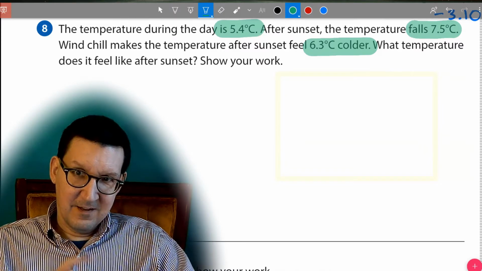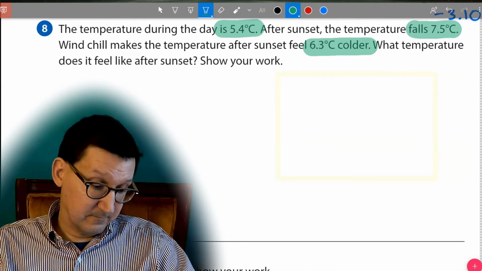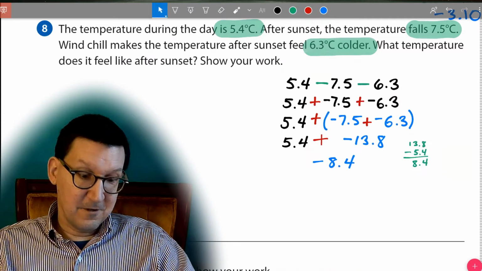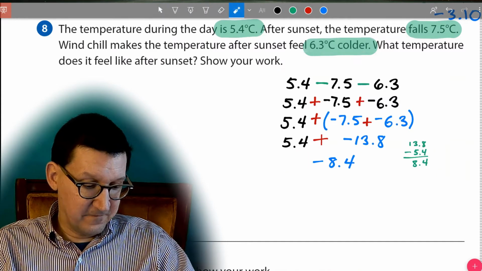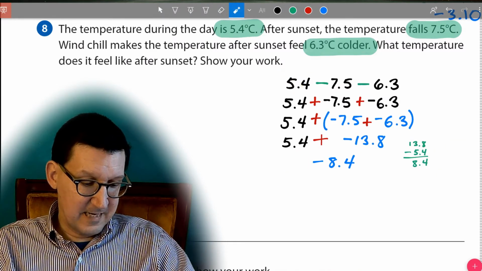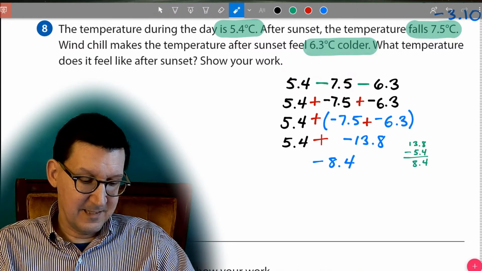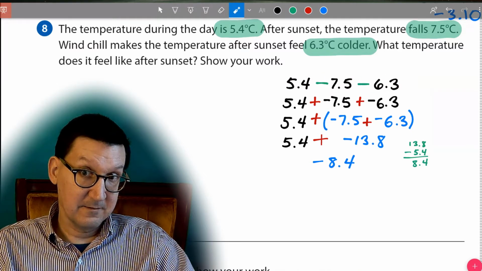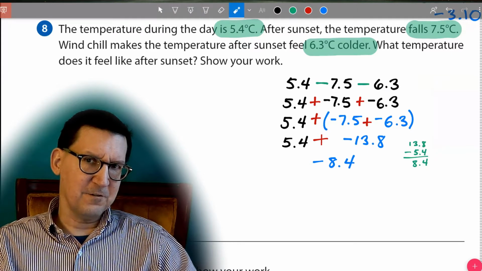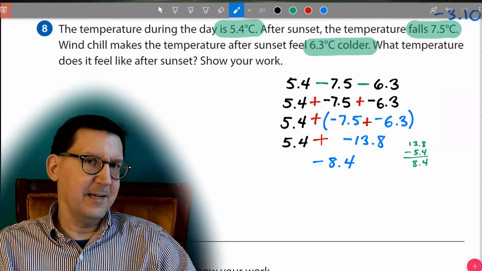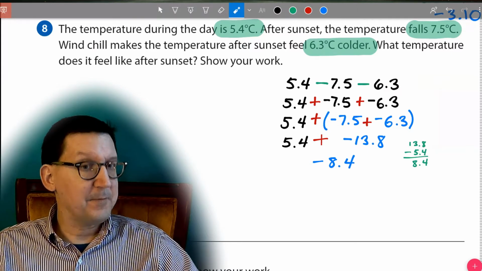See if you got something close to what I got. What you start off with is 5.4 degrees. Then you go down 7.5 degrees, and then down again 6.3 degrees. Now, because these are all subtractions, I'm going to make this an addition problem, so we'll just add the opposite.